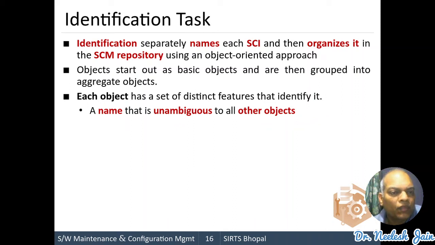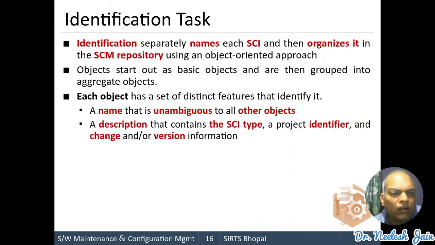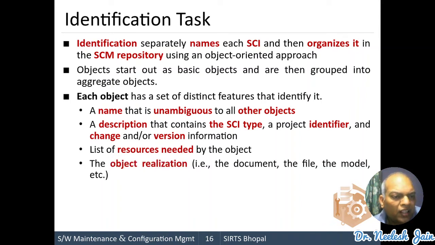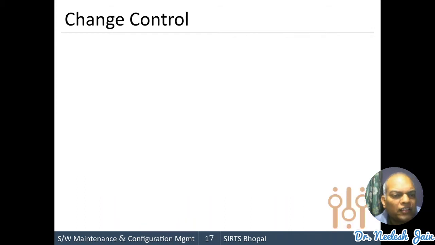Here each object has a set of distinct features that identify it. It means every object that you are using has some name, a name that is unambiguous to all other objects. It contains a description that contains the SCI type, the project identifier, the changes and the version information. It contains the list of resources needed by the object. It contains the object realization, that is the documentation, the file and the model, etc. The second layer is about the change control.